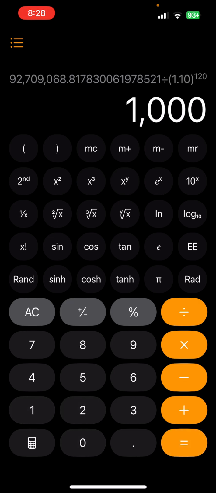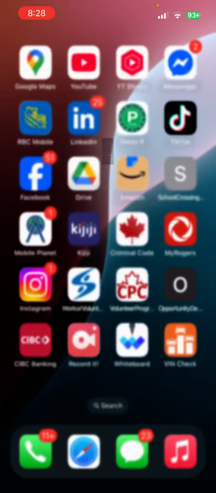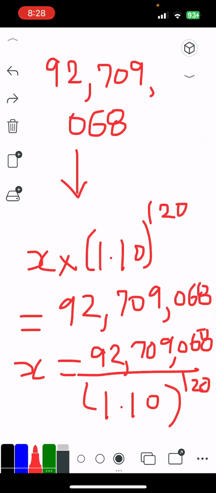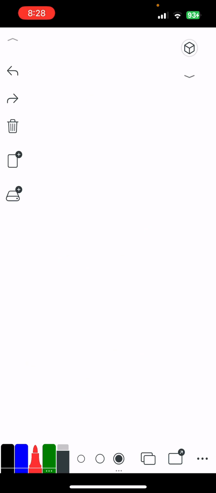This is $1,000. If you go back, this is what we started off with. Our principal was $1,000, and we got $92,709,068 at the end of 10 years if the principal was compounded every month. We rearranged the equation to figure out the principal, and the principal we started off with was $1,000.